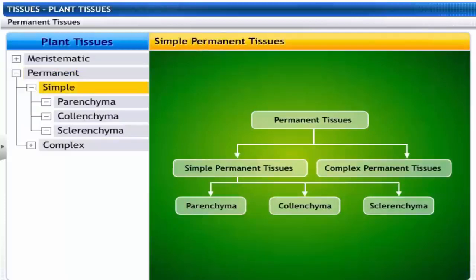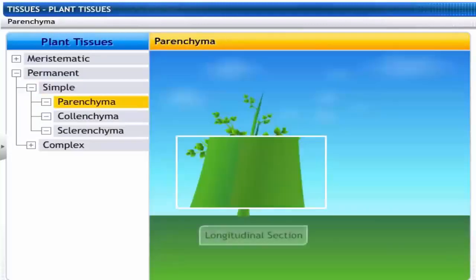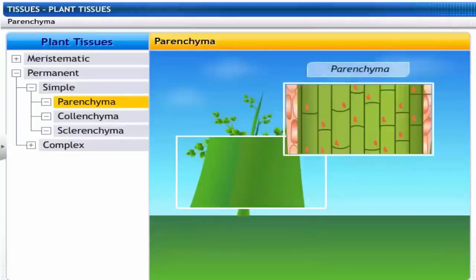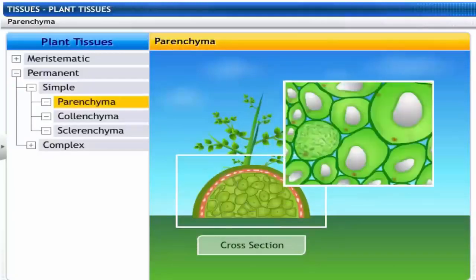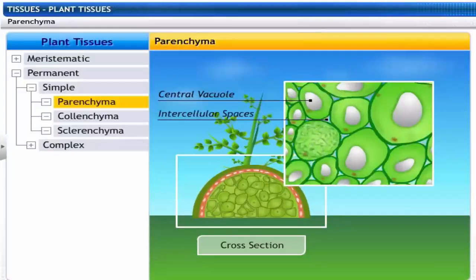Simple permanent tissues include parenchyma, collenchyma, and sclerenchyma. This is a stem. Let's explore the tissue parenchyma. Parenchyma are elongated living cells with a cell wall made of cellulose. These cells are polygonal in shape and have a large central vacuole. They also have intercellular spaces between them.